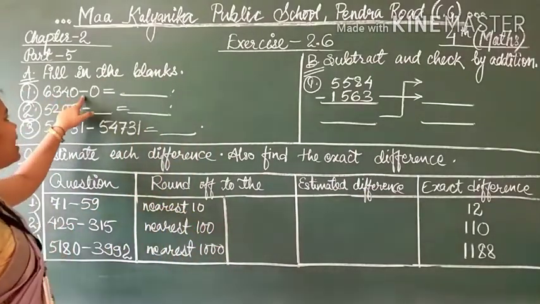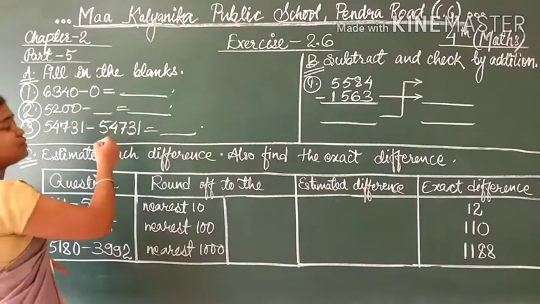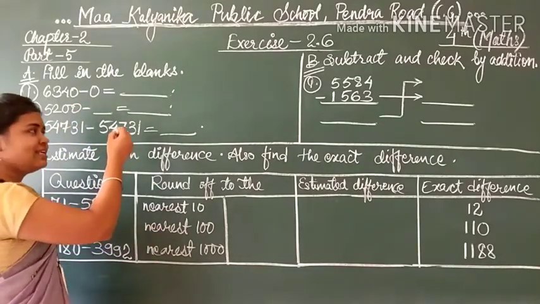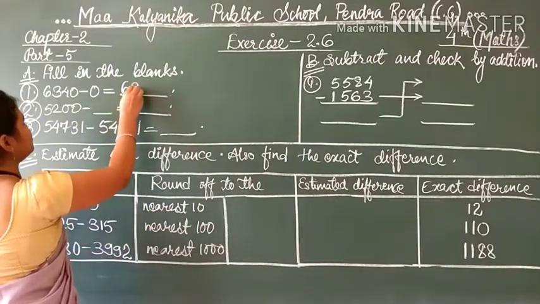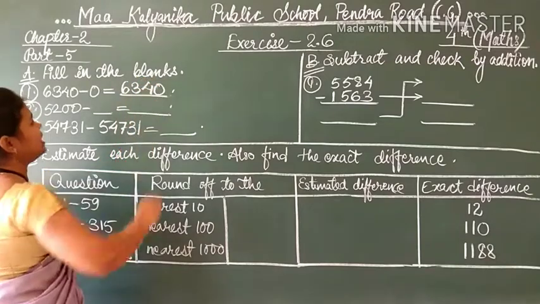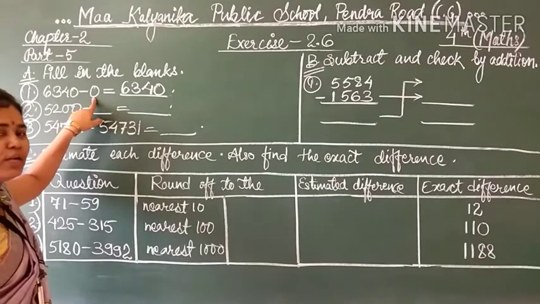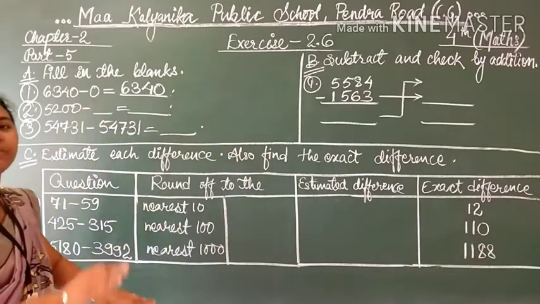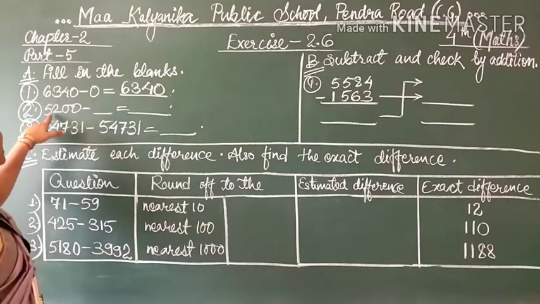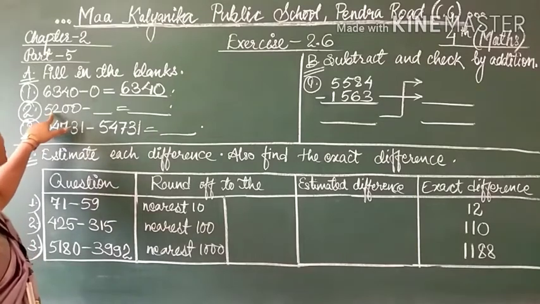So see question number 1, 6340 is the number minus 0. So answer will be, students, give us answer please. Yes, 6340. Same number will be the answer because it is giving out 0 numbers. So 0 numbers giving out means nothing. Okay.